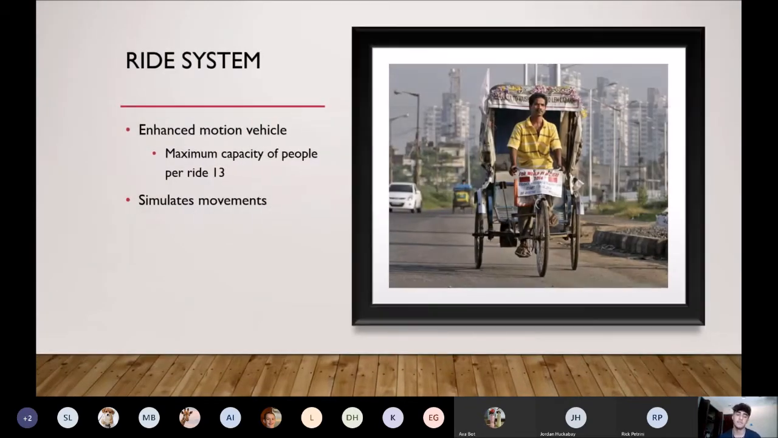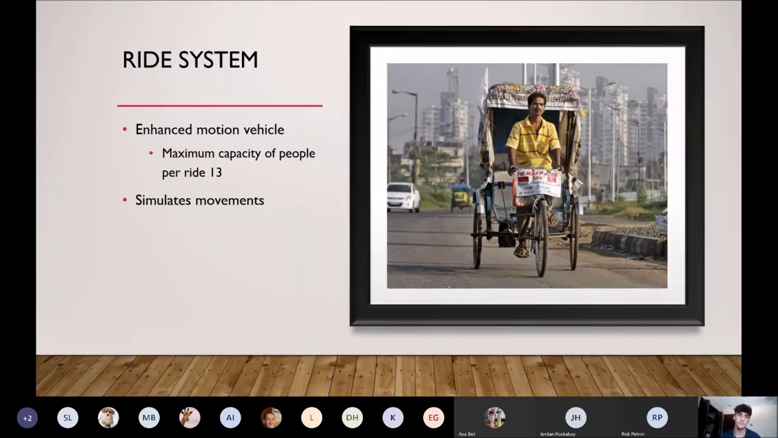So my ride system is one of those bikes. It's going to be an enhanced motion vehicle to go through the ride, and the maximum capacity is going to be 13 people. You can't really fit 13 people on that, but they would be more behind it, because it's a ride, and it would simulate the movement of the bad roads, the bumpiness, and all of that kind of thing.